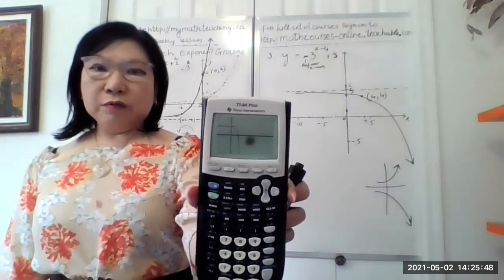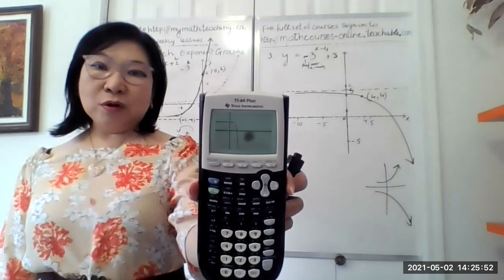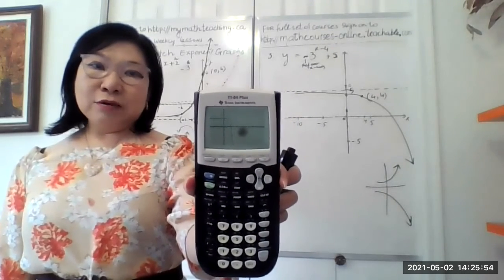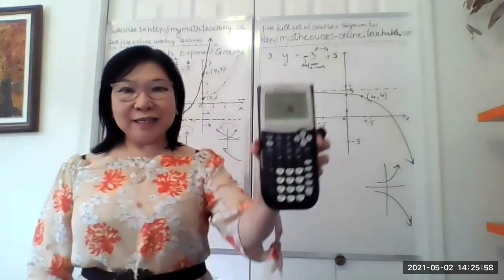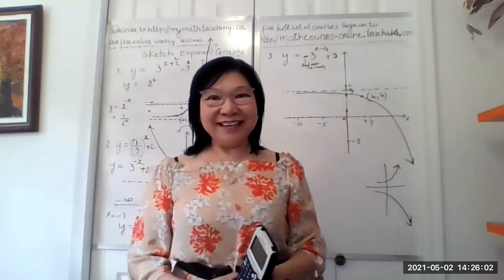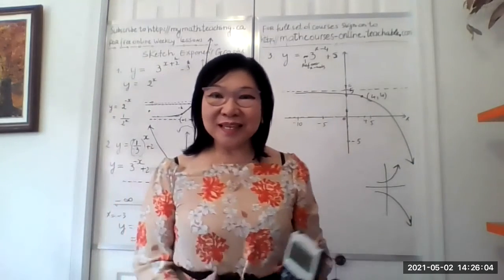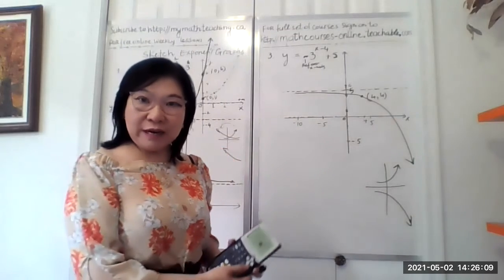And this is how the graph looks. The direction is exactly the way we sketched on the board, except the scale is not as pretty as when we hand sketch, because we can scale the unit probably, right? So today's lesson is about the graph.